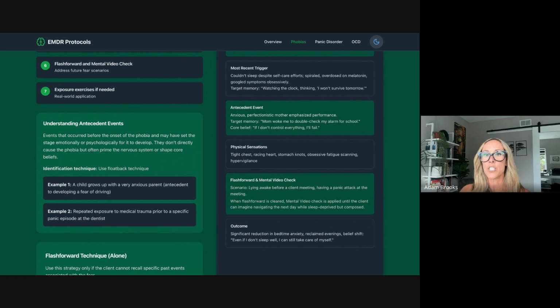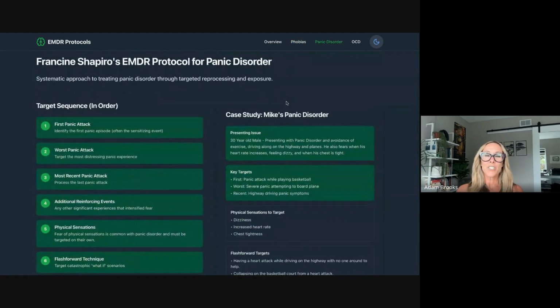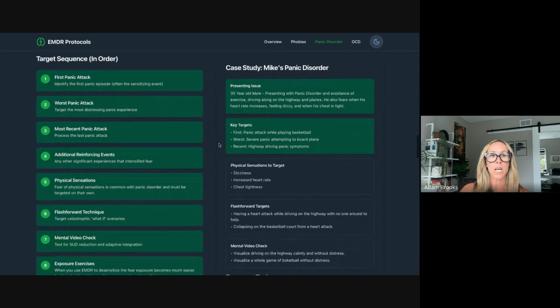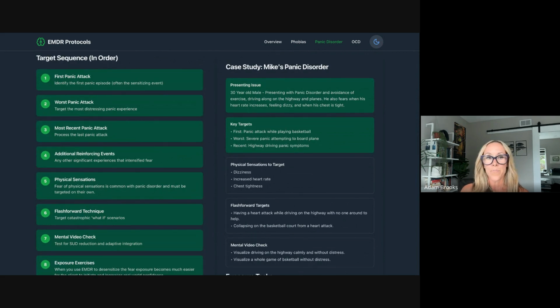Let's move on to panic disorder. So Francine Shapiro's EMDR protocol for panic disorder is also comprehensive, and I like it very much. So we're going to go ahead and use hers. The target sequence in order is the first panic attack. You want to target that first panic attack, the worst panic attack, and then the most recent panic attack. So it's going to be very similar to the phobia protocol.